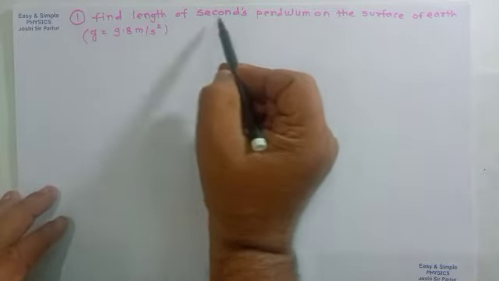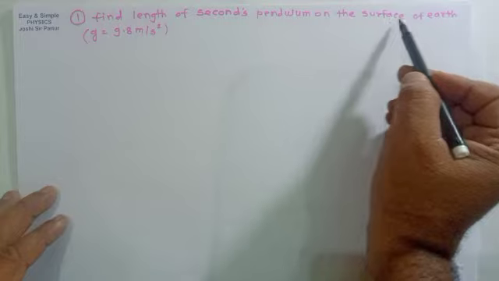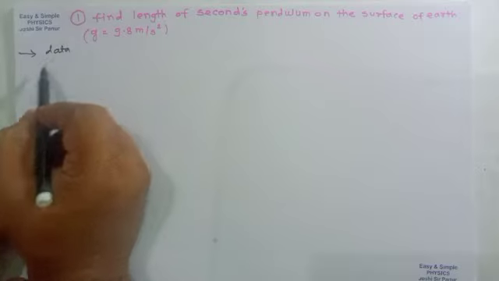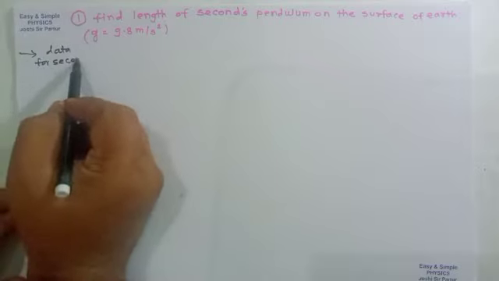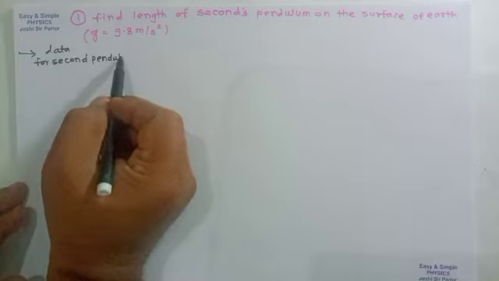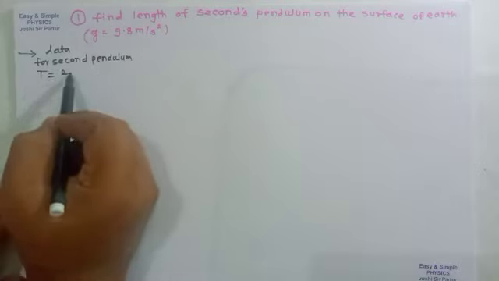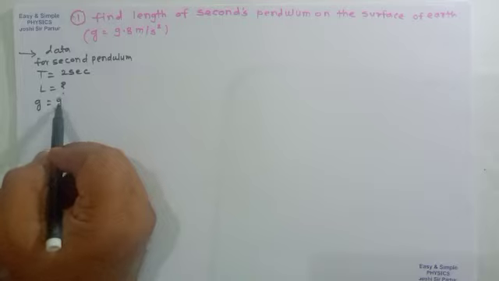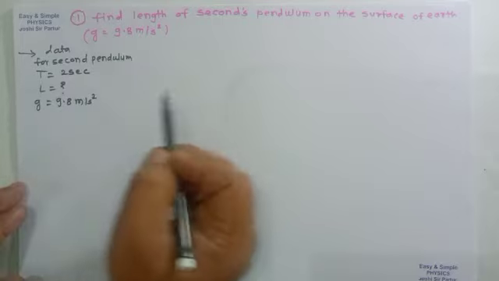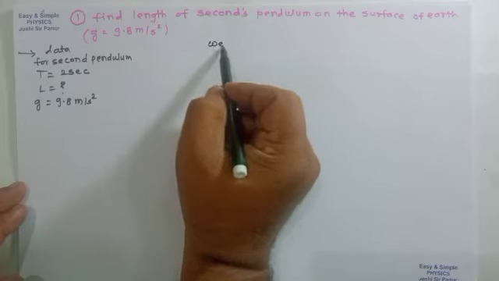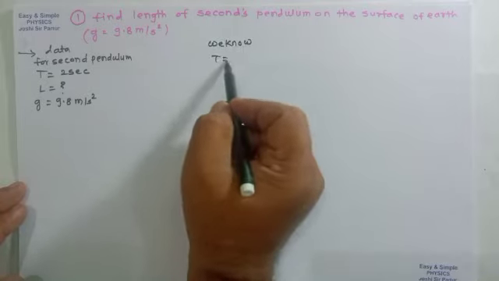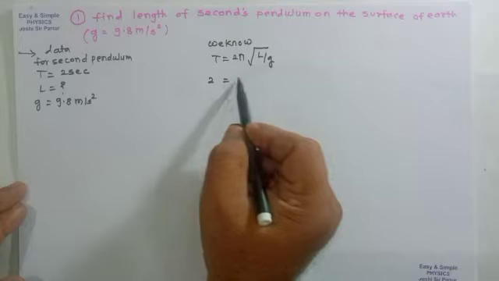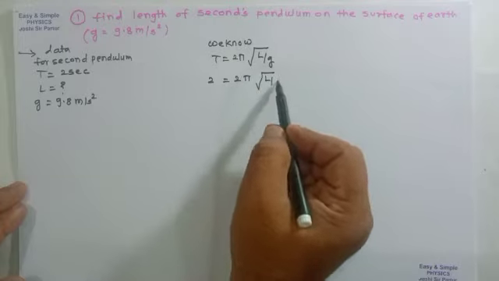Find the length of seconds pendulum on the surface of earth. So we know that for second pendulum, T is equal to 2 seconds, and we can find out L is equal to question mark, given g is equal to 9.8 meter per second square. So we know that T is equal to 2 pi square root of L upon g. So 2 seconds is equal to 2 pi square root of L upon g.